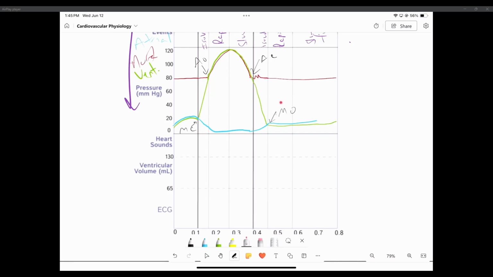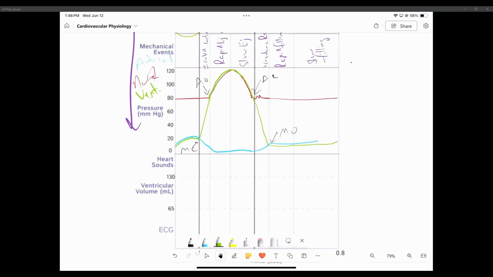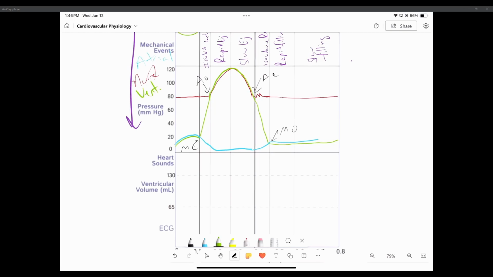Everyone good on the pressures and why valves open up and close? Now let's talk about ventricular volumes. So we're just talking about the ventricles. Okay, that's it. So, where are we starting? Ventricular volume goes all the way up to there. Why is ventricular volume going up?